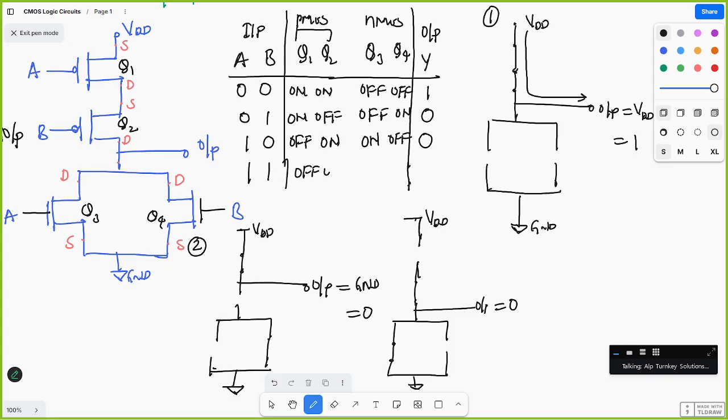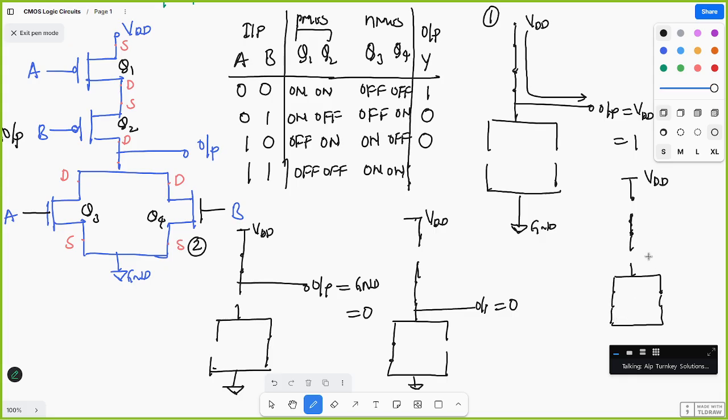Both are in off state, and Q3 and Q4 are in on state. So what happens? This is VDD, and here both are off, open circuit. This is open circuit, and these two are short circuit.